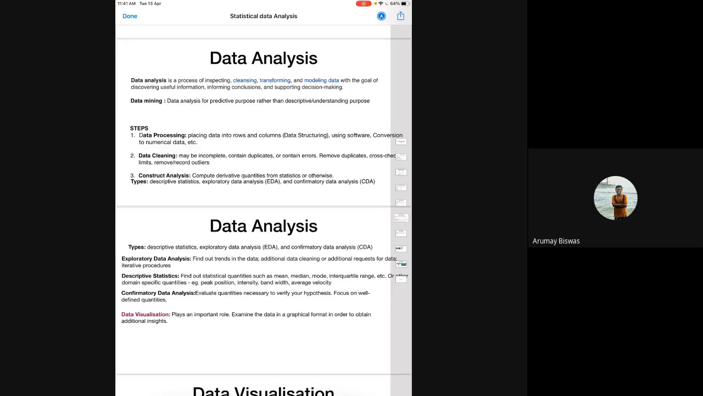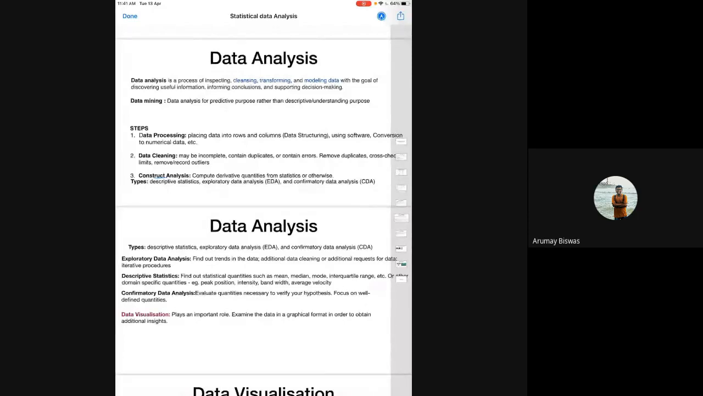And typically, you would leave them out from any sort of statistical quantity that you calculate, because they would spoil your majority statistics. But typically what people do is they record the outliers, but they don't include them in the quantitative things that they calculate. Then the third one is to construct analysis. So that is to actually compute what you want to compute, or plot trends if you identify them.